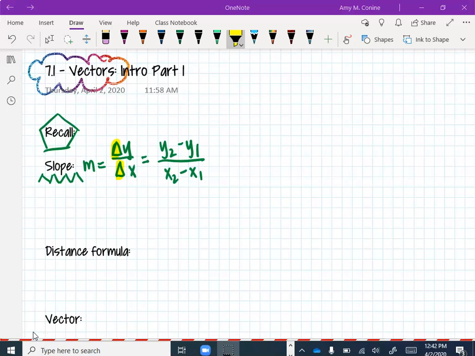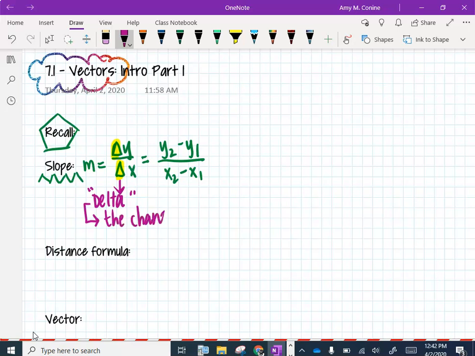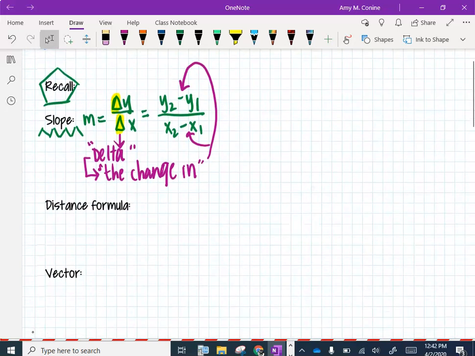So with vectors, the main thing we need to take a look at is this highlighted part, this triangle. This is the symbol for delta. Okay, and what that means is the change in. So whenever we have those triangles, it represents the change in something. So when you do the change in y and the change in x, you're looking at that subtraction that we introduced when we talked about slope.